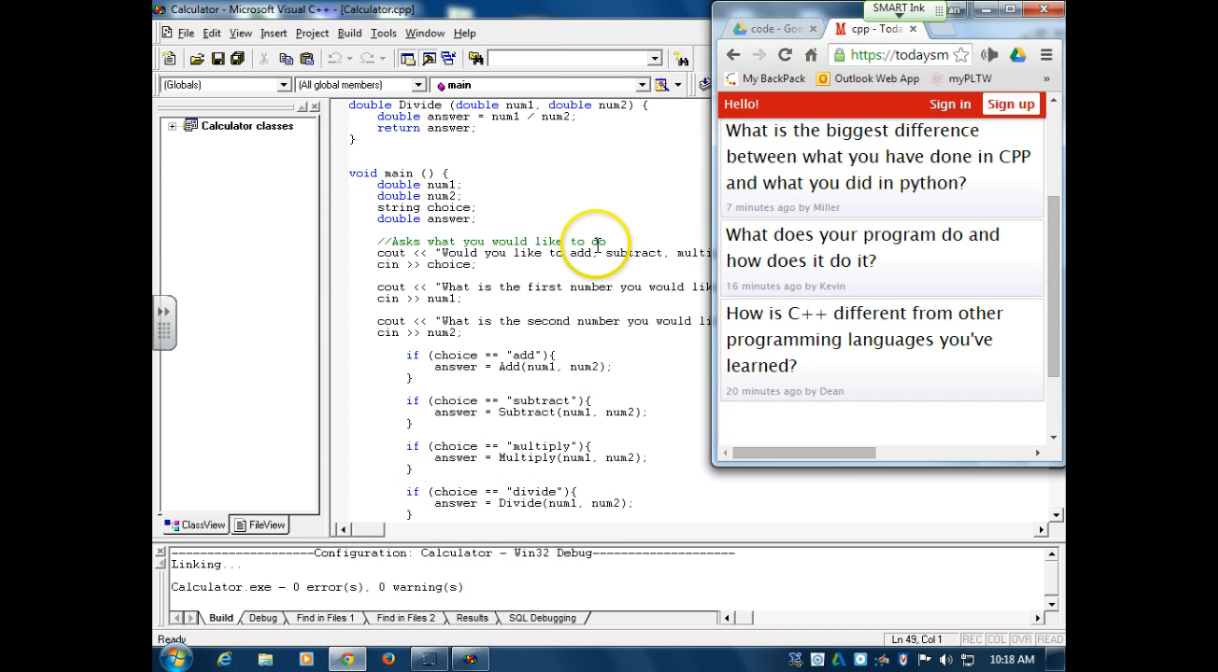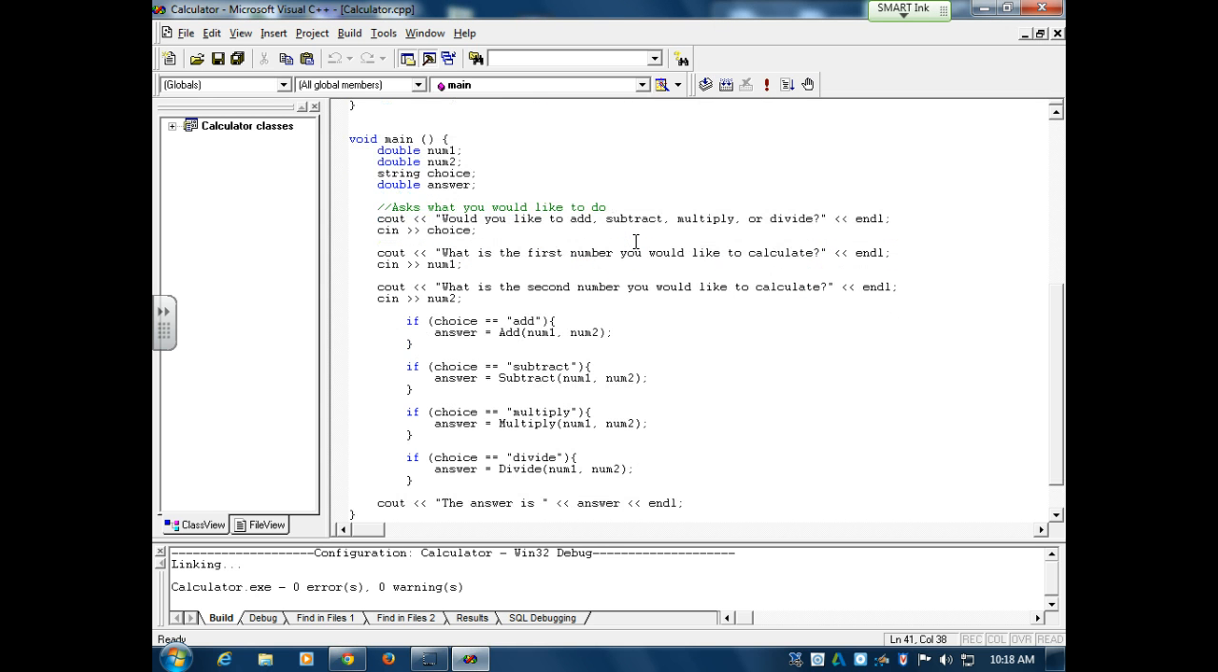What does your program do, and how does it do it? That's pretty much been answered, right? Yeah. What is the biggest difference between what you have done in C++ and what you did in Python? Like I said, the way you code is different. Another difference is if you want to display something on the screen, in Python you'd say print and then whatever you want to print, and that would show it on the screen when you run the program.